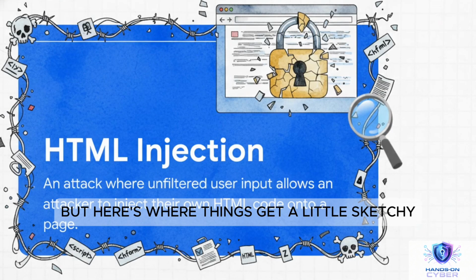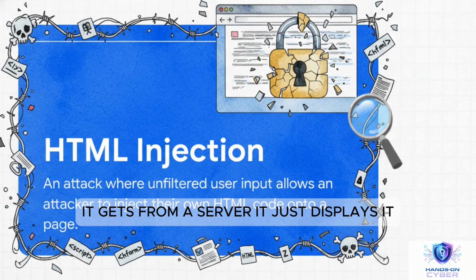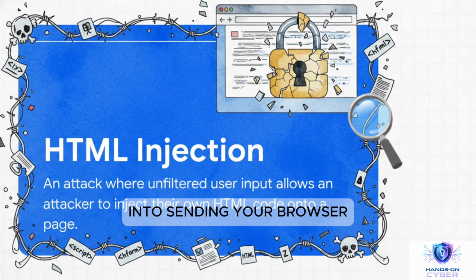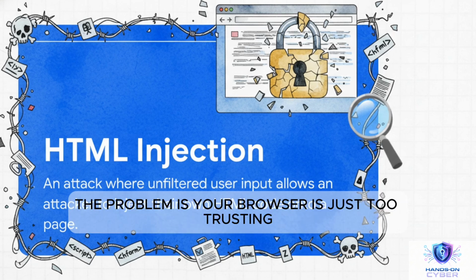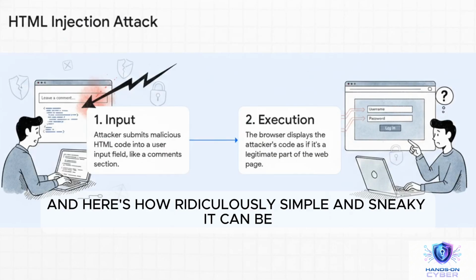But here's where things get a little sketchy. See, your web browser is built to trust the code it gets from a server. It just displays it. So what if a hacker could trick the server into sending your browser their malicious code instead? That's HTML injection. The problem is your browser is just too trusting. It doesn't ask questions, it just does what it's told.